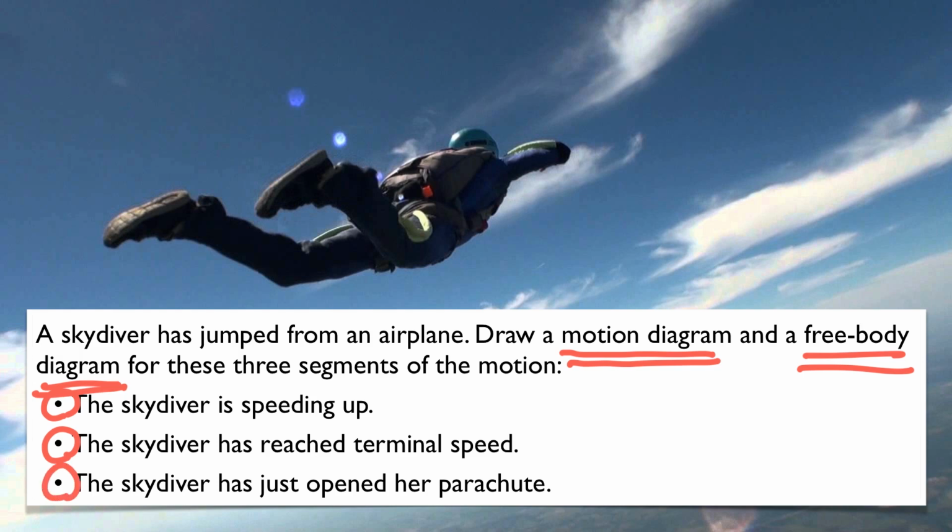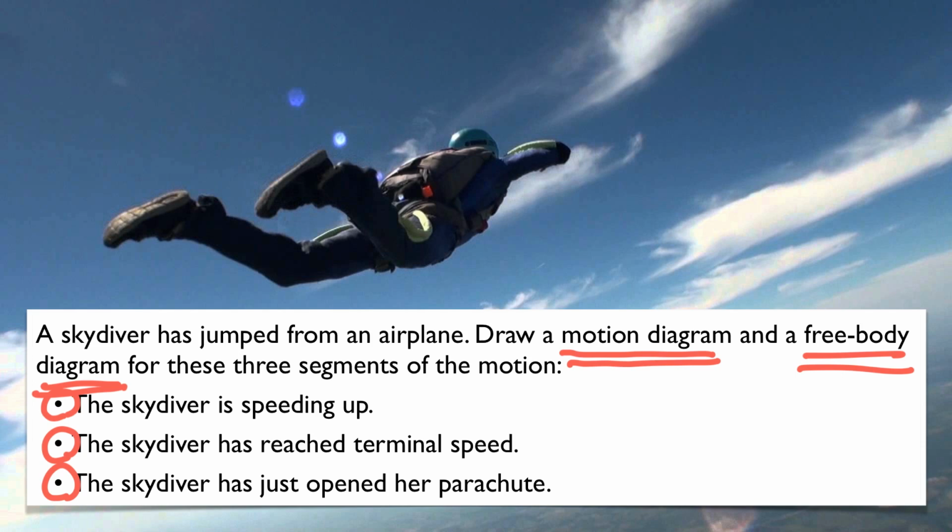Third, the skydiver has just opened her parachute. Let's do those in turn. So the skydiver is speeding up. The skydiver has jumped out of the airplane. The points on the motion diagram are getting farther apart. The velocity vectors are getting bigger. As a consequence, there's an acceleration, and the acceleration is directed downward.